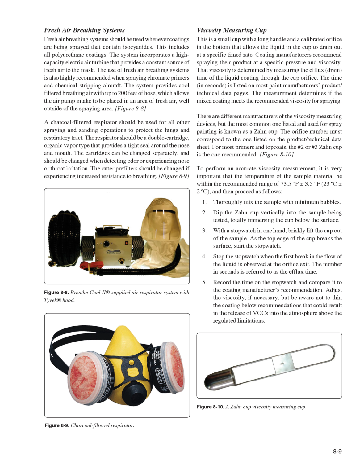Figure 8.10 To perform an accurate viscosity measurement, it is very important that the temperature of the sample material be within the recommended range of 73.5 degrees Fahrenheit plus or minus 3.5 degrees Fahrenheit, 23 degrees Celsius plus or minus 2 degrees Celsius, and then proceed as follows. 1. Thoroughly mix the sample with minimum bubbles. 2. Dip the Zahn cup vertically into the sample being tested, totally immersing the cup below the surface.